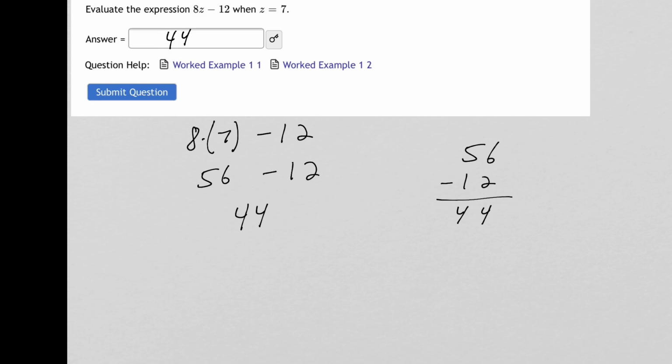All right. So that's it for this intro section. Next section, we will talk about solving addition and subtraction equations.